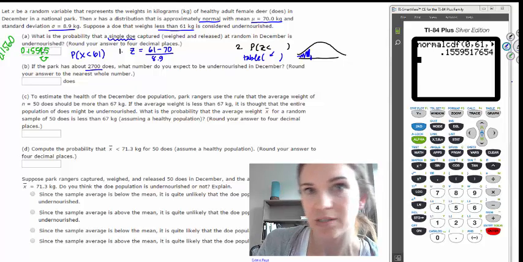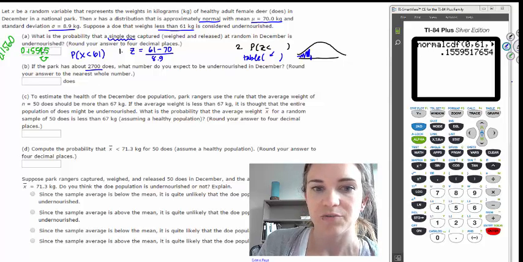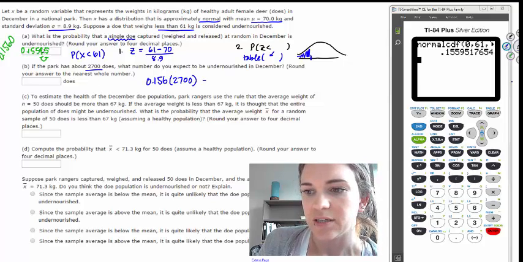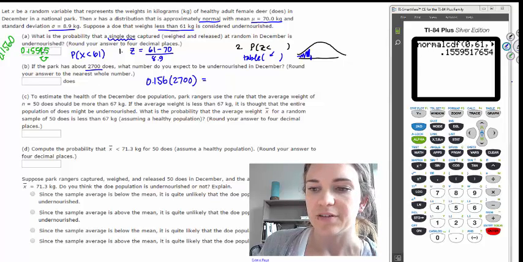Well, we just found that 15.6% are undernourished, or that's the probability of them being undernourished, so we want 0.156 times 2,700 does to tell us the number that are this 15.6% of 2,700.